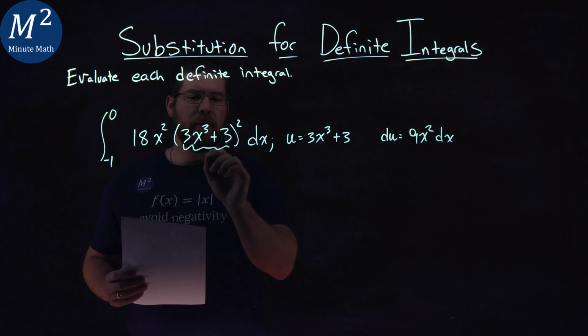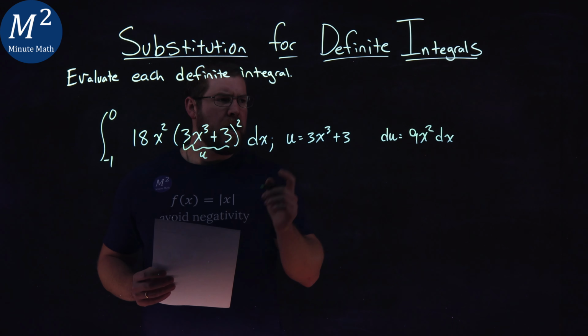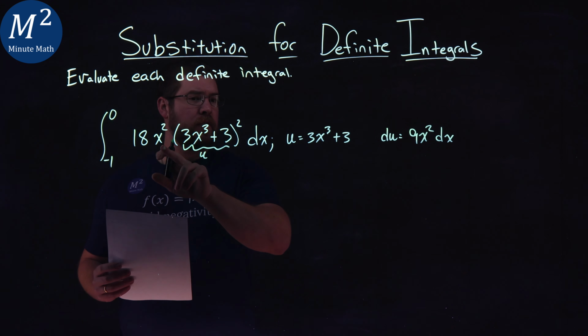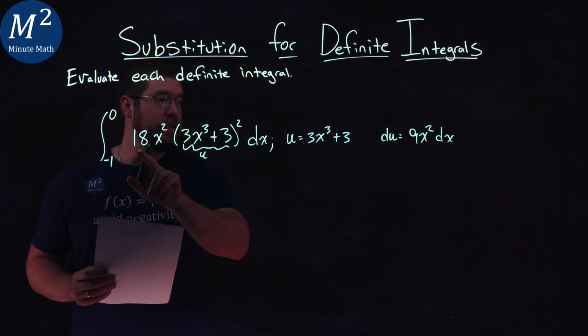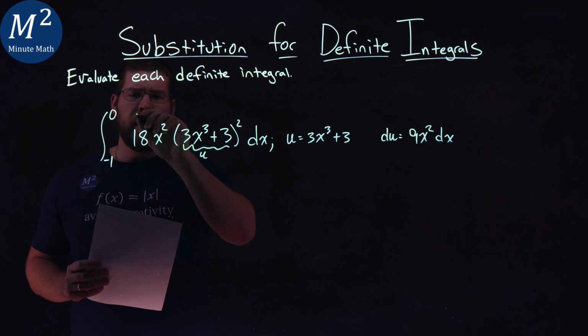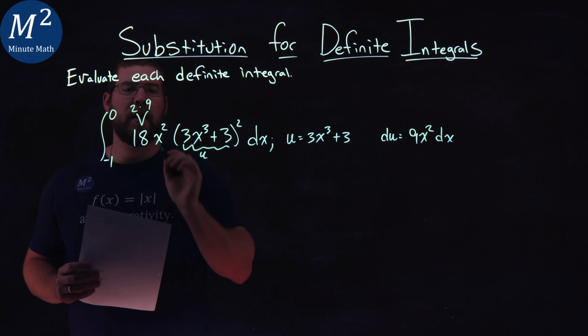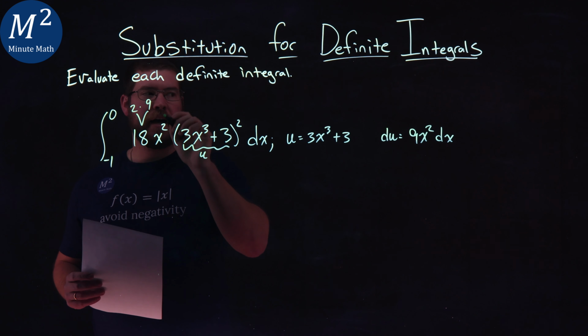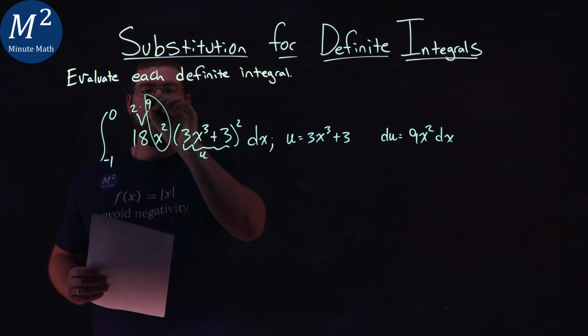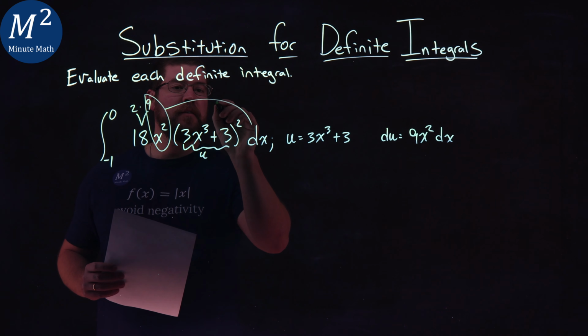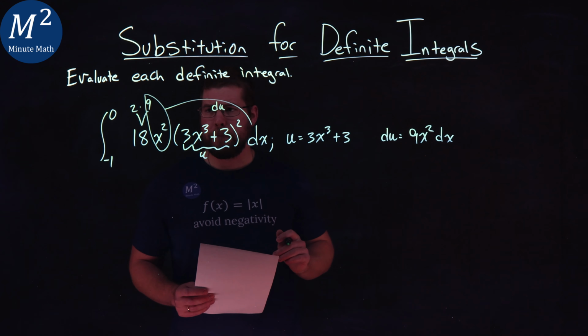Well, right here, we see my u value pretty clearly. My du is pretty close. We have an x squared, we have a dx, but we have the 18 instead of a 9. 18 breaks down to be 2 times 9, and there we have our du value. 9x squared dx is my du value right there.